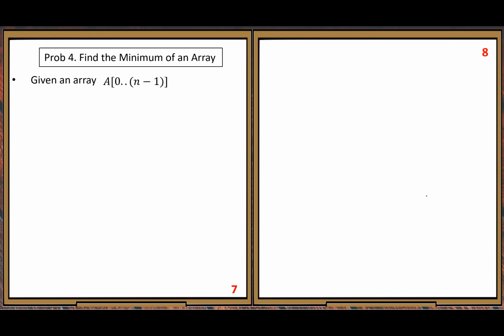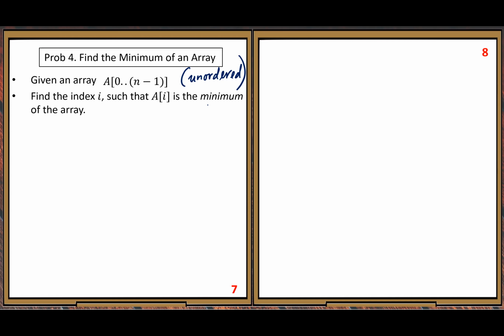Now, given an array, if we do not mention ordered or unordered, then we assume it is unordered, because we do not mention. You cannot assume it's ordered. Otherwise, finding the minimum is too easy, right? If the array is ordered, the first element is the minimum. Too easy, right? So you cannot assume that.